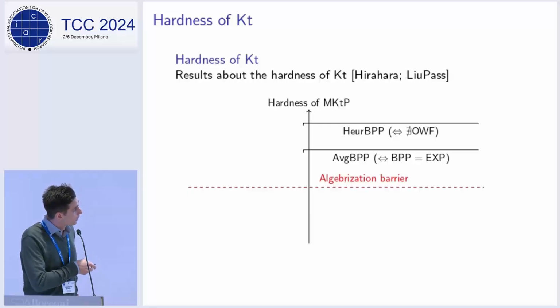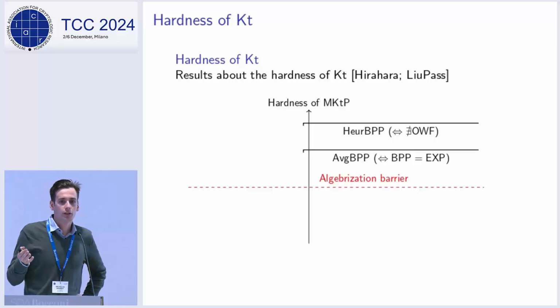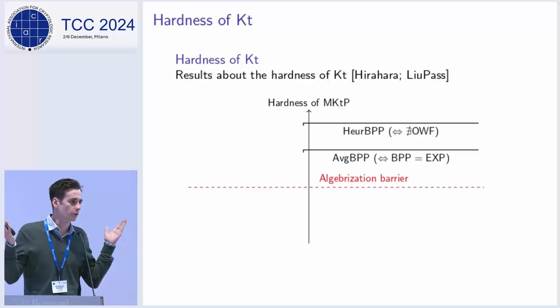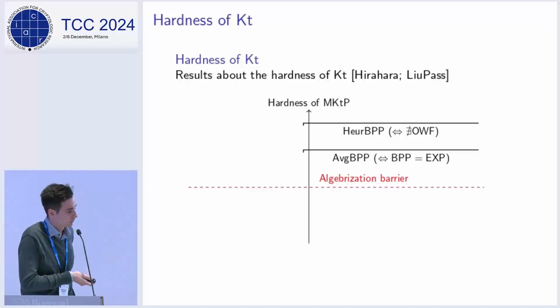And they also showed that if it's below a certain other class, which is average BPP, then BPP is equal to EXP, which means essentially that randomness can allow you to do exponential computation, which we don't believe is true. So this is the reason why we care about the hardness of KT, because it has major implications, right? And they got the best paper at Crypto for this.